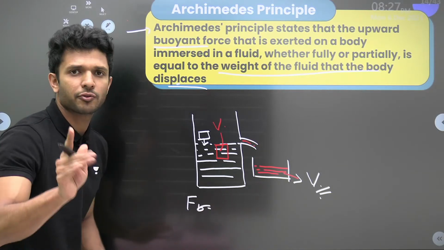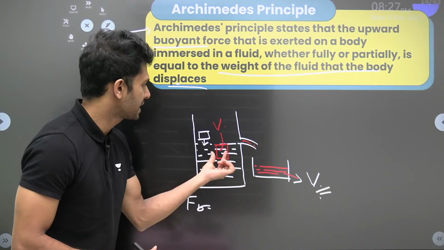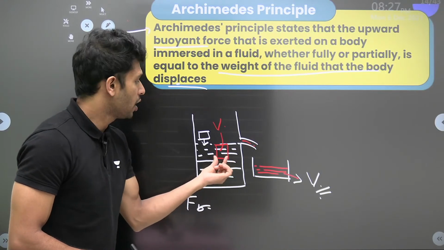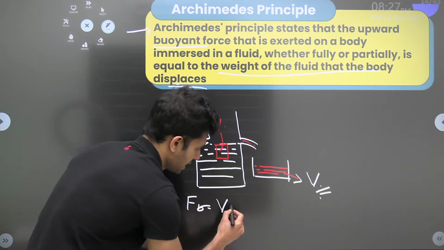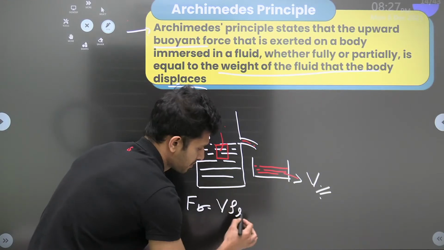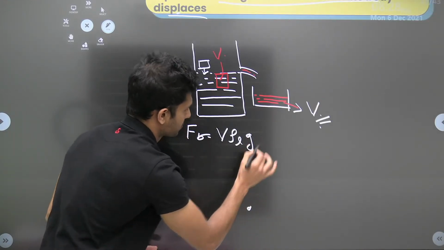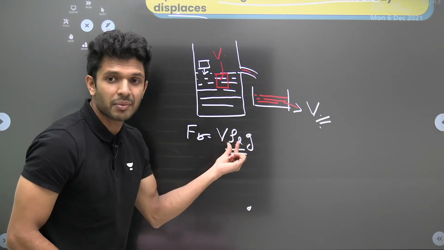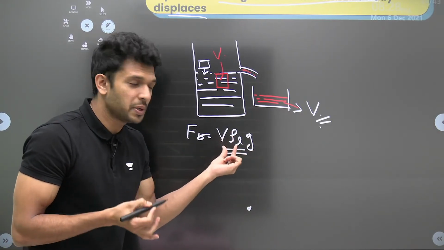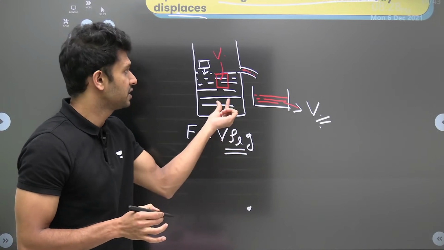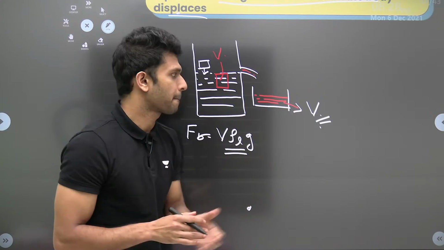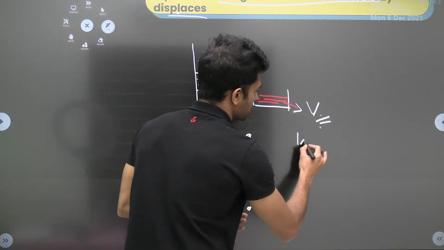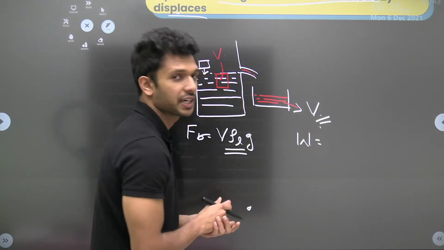Tell me, the formula for buoyant force. What is the buoyant force acting on this particular cube of volume V? It's V, density of the liquid, G. Rho L means density of the liquid, to specify that rho is the density of the liquid, not the density of the material, so that you don't get confused.